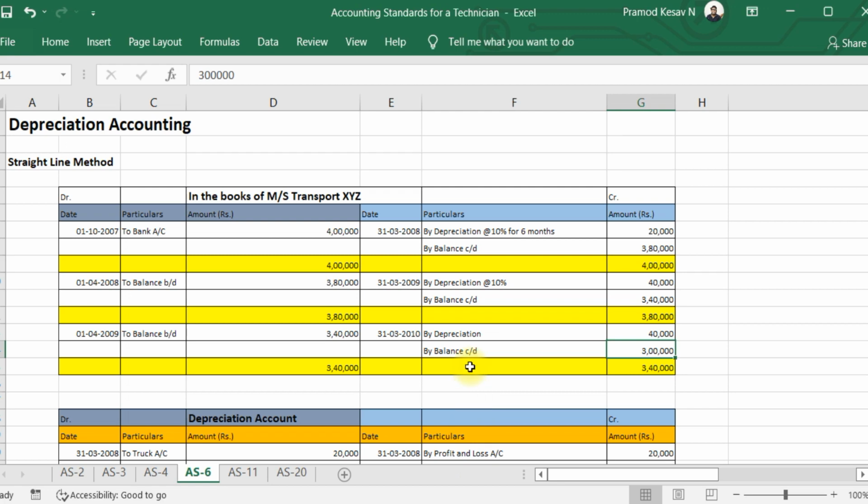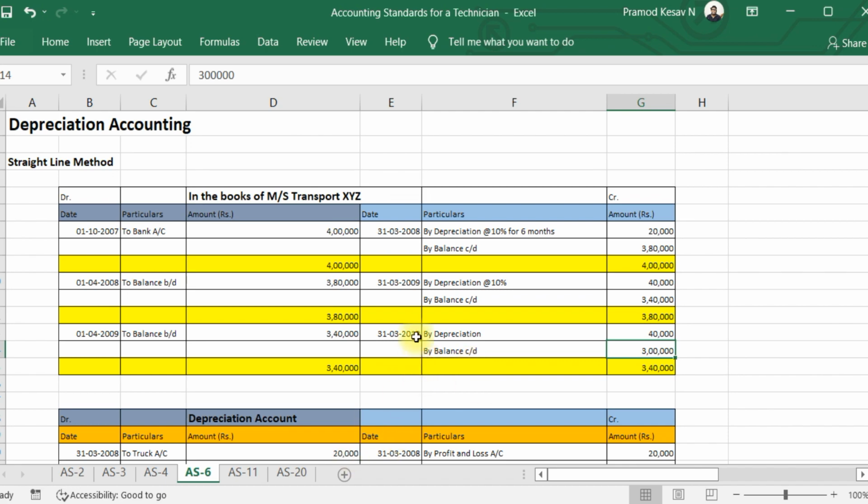The illustration is: transport company XYZ acquired a truck on 1st October 2007 at a cost of rupees 4 lakh, that is 400,000. The firm has depreciation set at 10% of the original cost each year. On 31st March, the books are closed. Show the truck account and depreciation account for 3 years.